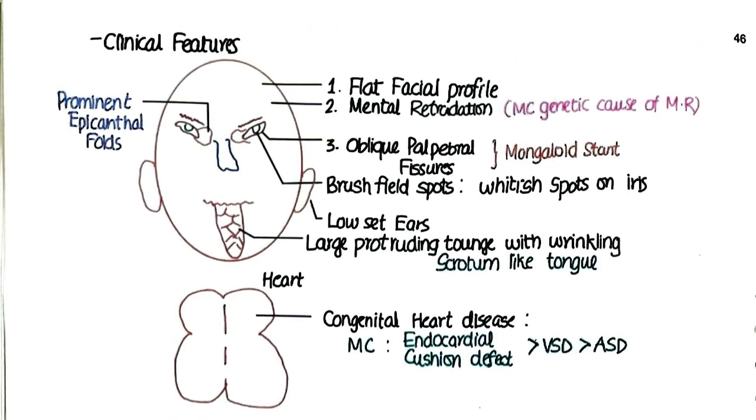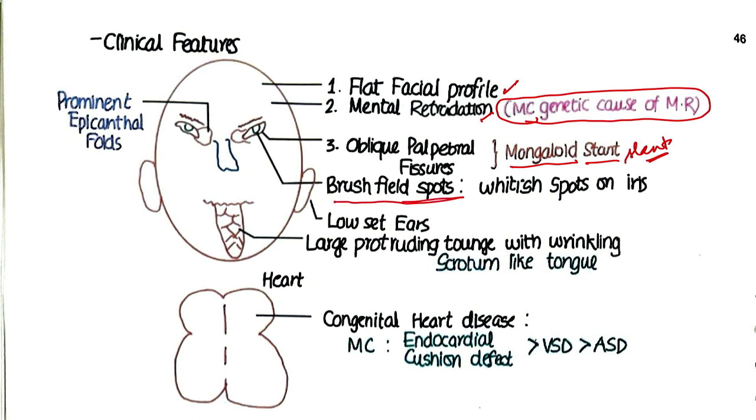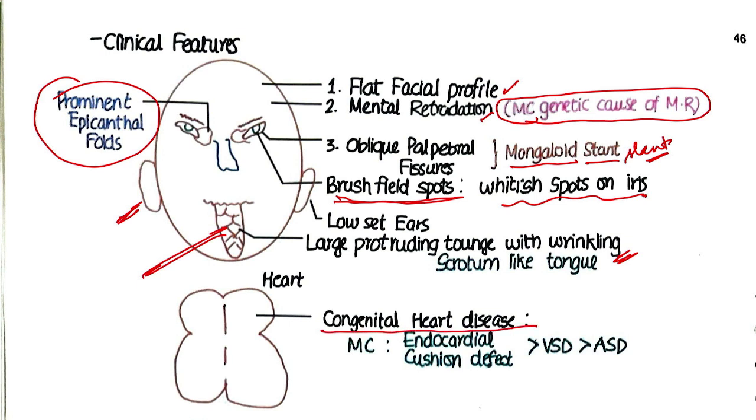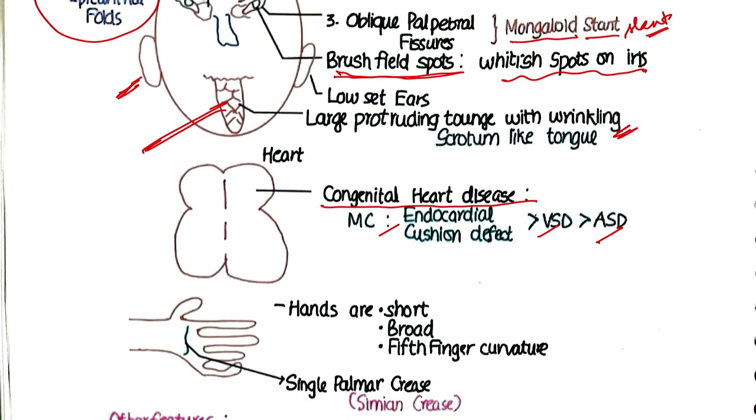Clinical features of Down syndrome: flat facial profile, mental retardation, right? Most common genetic cause of mental retardation is Down syndrome. Oblique palpebral fissures or mongoloid slant, not stent, slant. Mongoloid slant. Brushfield spots, whitish spots on the iris, and prominent epicanthal folds, low set ears, macroglossia, like large protruding tongue with wrinkling. Congenital heart disease will be there. Endocardial cushion defect is most common. Then there will be VSD, then there will be ASD.